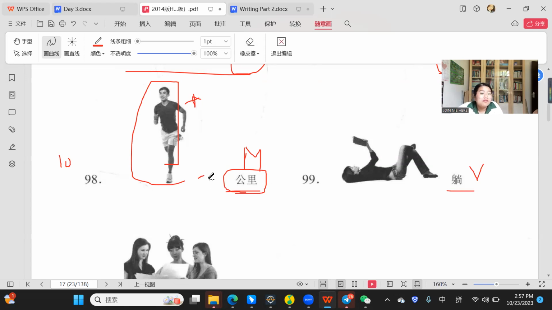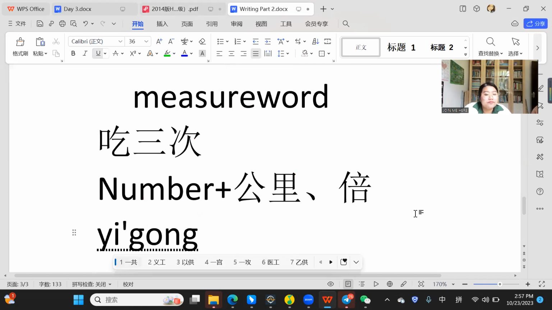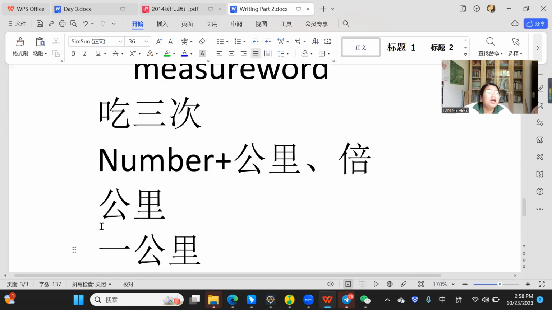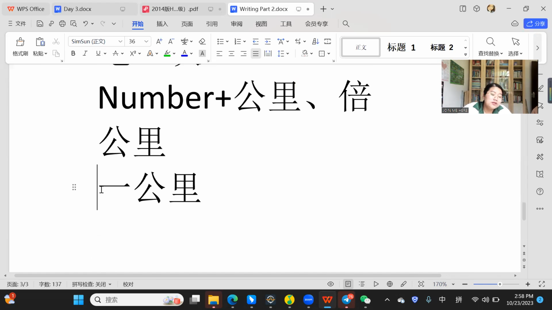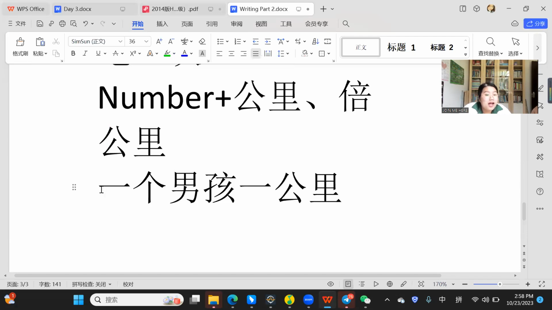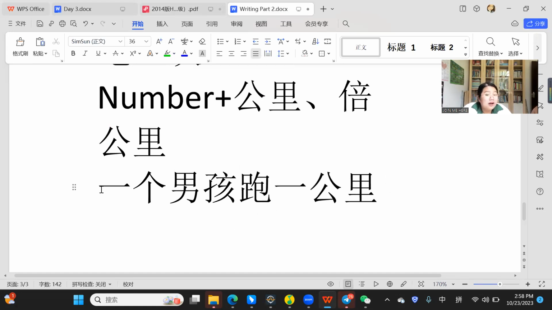Just use a number in front of it and you can put in an object or place. For example, 几公里 means how many kilometers. And this 公里, kilometer, for this word we saw a boy, right? Yes. So we use 一个男孩. What is he doing? 跑1公里.